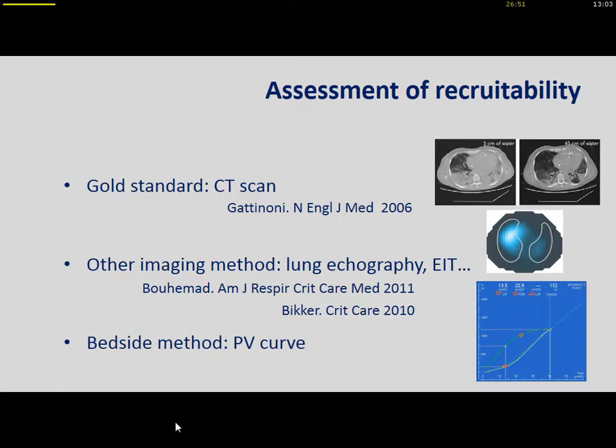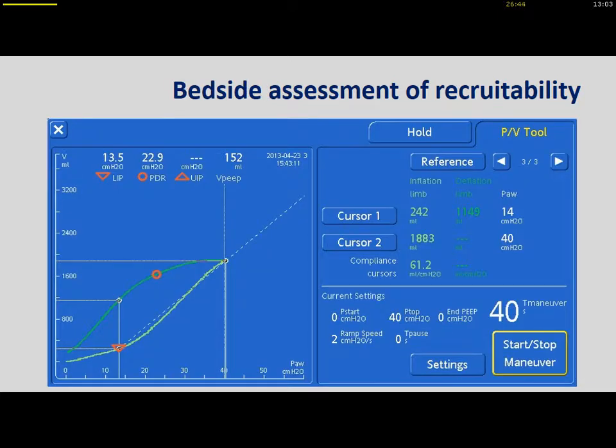And what I want to suggest is to use a bedside tool, which is a PV curve. PV is for pressure volume. So a PV curve is a maneuver that we can do on top of the current ventilation that will last around 40 seconds, for example. And usually we use a PV curve between 0 and 40 centimeters of water of inflation over 20 seconds and a deflation PV curve from 40 to 0 over 20 seconds.